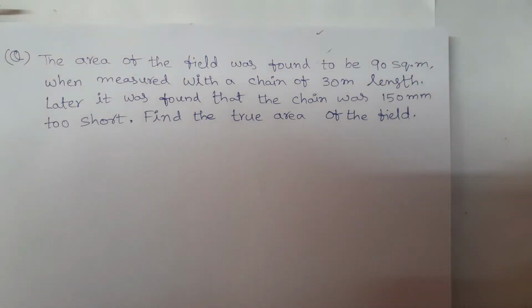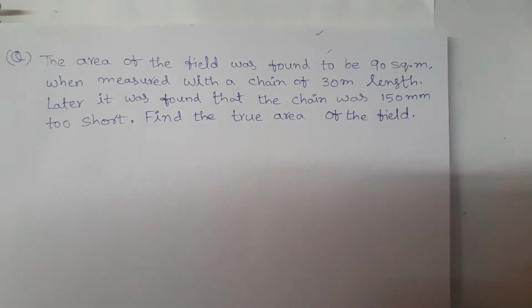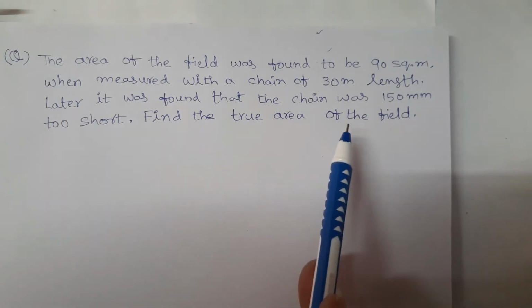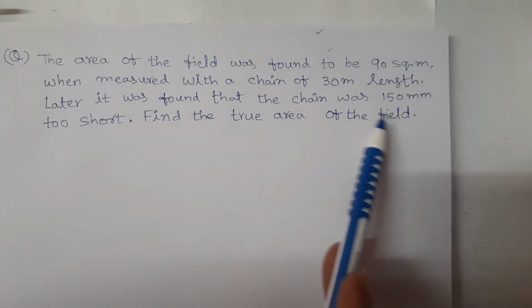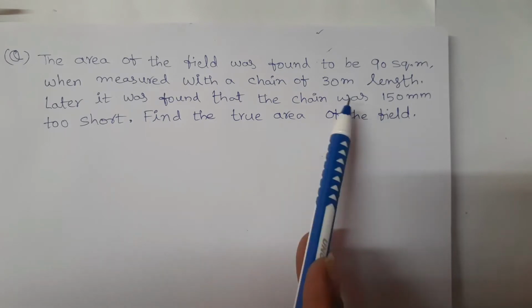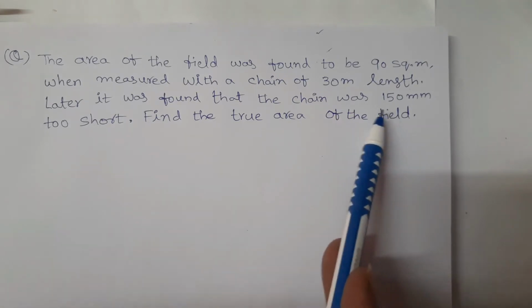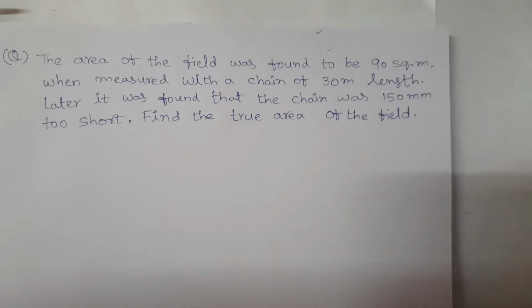The area of the field was found to be 90 square meter when measured with a chain of 30 meter length. Later, it was found that the chain was 150 mm too short. Find the true area of the field. True length of chain is 30 meters. Measured or incorrect wrong length of the chain is 30 minus 0.15 meters.